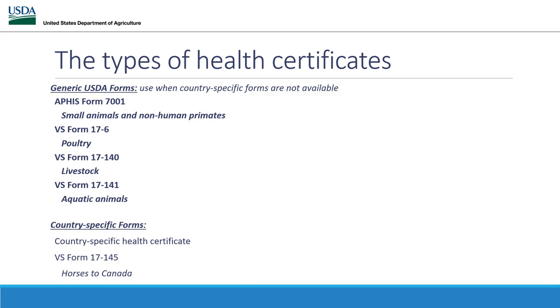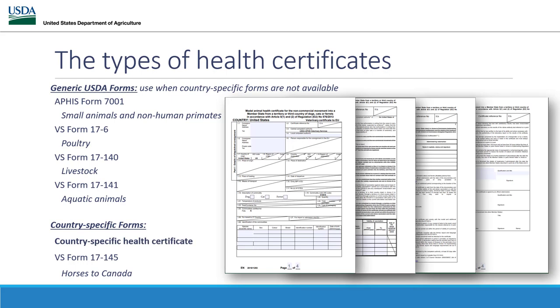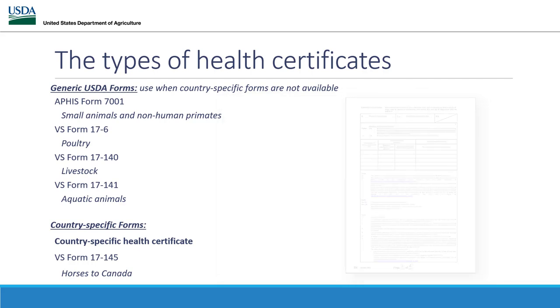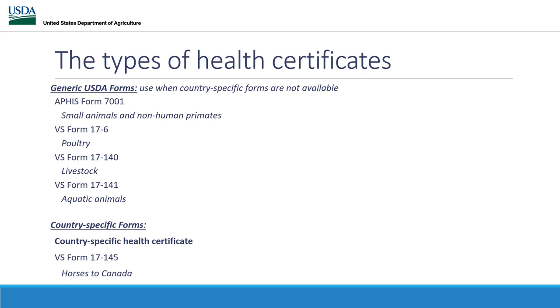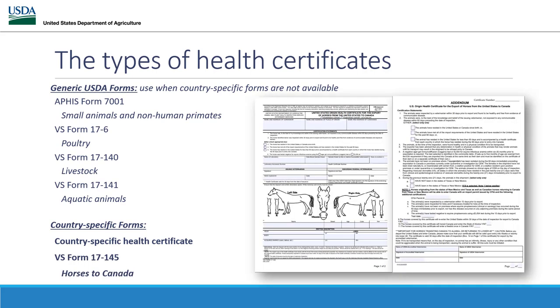In recent years, there's been a shift to health certificates that are specific to a certain type of animal for a certain country, which is tailored to the exact requirements for that animal to enter the destination country. These country-specific health certificates come in the forms of ones created by the country, like the European Union did for imports of dogs, cats, and ferrets, as seen here, or a USDA APHIS version that is tailored to the type of animal and destination country, such as with the health certificate seen here for pet dogs and cats to Colombia, or the VS Form 17-145 for non-slaughter horses to Canada, as seen here.